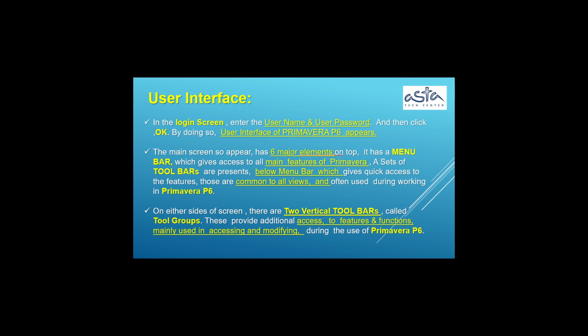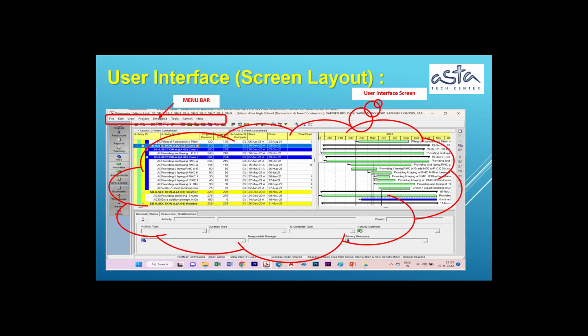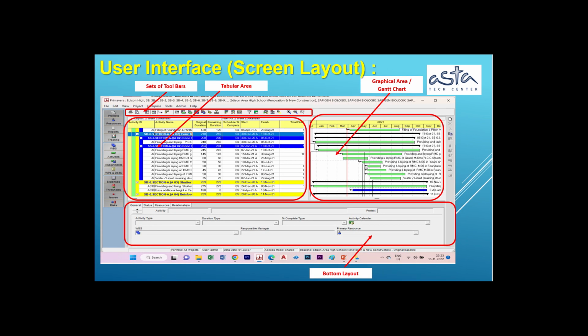On either side of the screen, there are 2 vertical toolbars, called tool groups. These provide additional access to features and functions, mainly used in accessing and modifying during the use of Primavera P6. The screen you see now is the Primavera P6 interface screen. On the top, it has the menu bar. Below the menu bar, there is a horizontal toolbar having sets of tool groups.